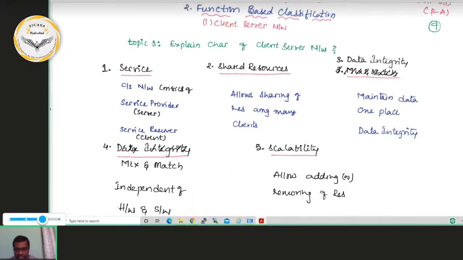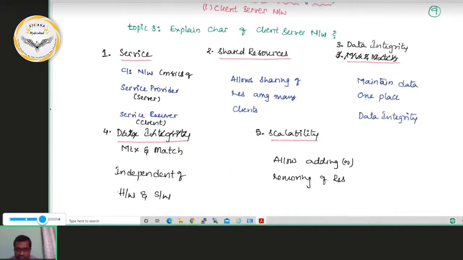So what do you mean by data integrity? Data integrity is nothing but maintaining the data at one place so that we can maintain the data easily. So that is called data integrity.